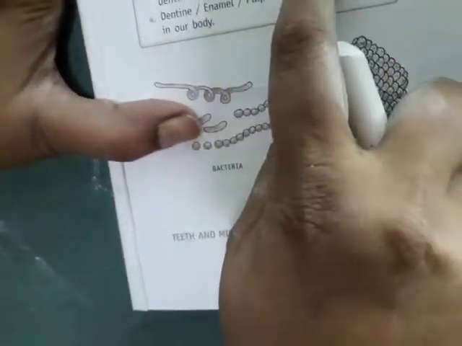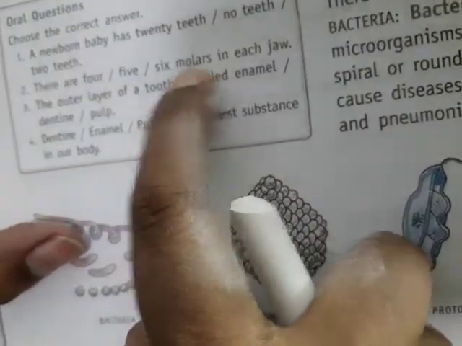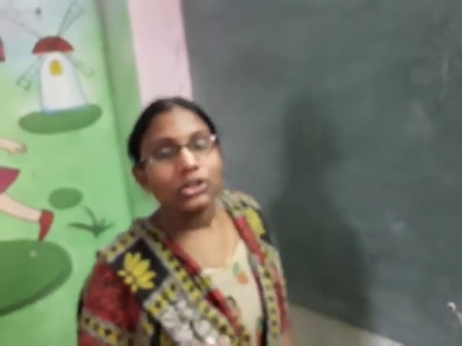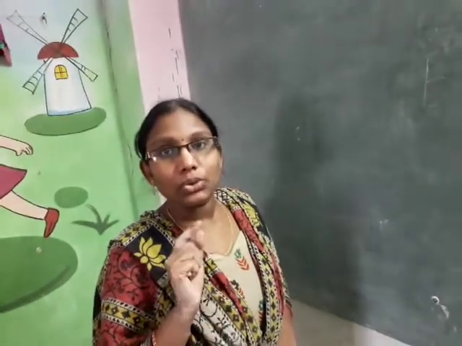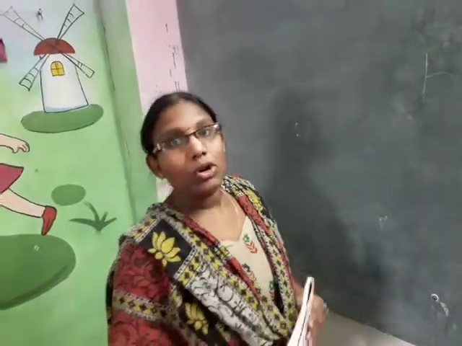And there are 4, 5, or 6 molars in each jaw, upper jaw and lower jaw. How many molars? 6 molars in each jaw, upper jaw and lower jaw. Totally, how many molars in 2 jaws? 12 molars. Next, the third one.